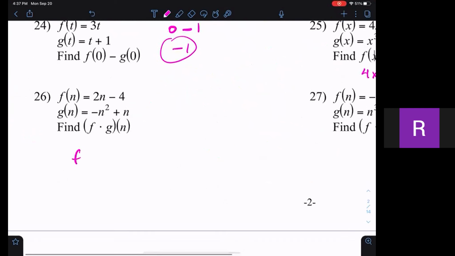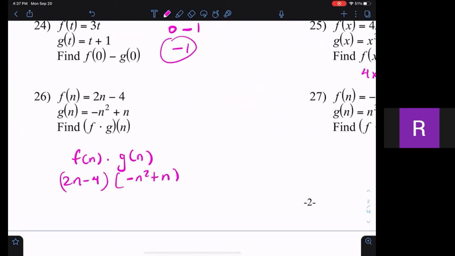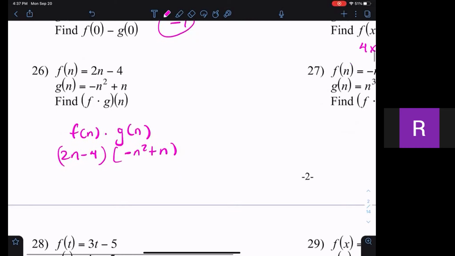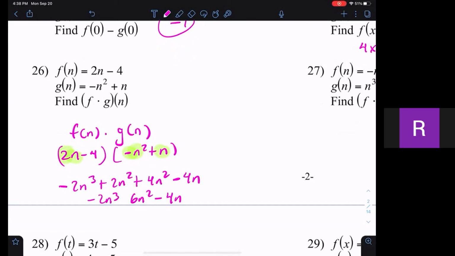So this is f of n times g of n. F of n is 2n minus 4, times g of n, which is negative n squared plus n. So you need to FOIL here. So this is negative 2n cubed, these 2 times. Negative 2n cubed plus 2n squared plus 4n squared minus 4n. This is going to be negative 2n cubed plus 6n squared minus 4n. That's it. That's the answer.